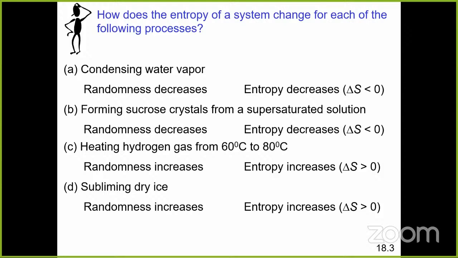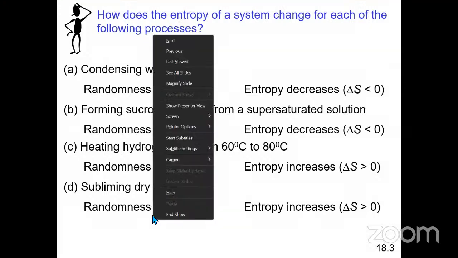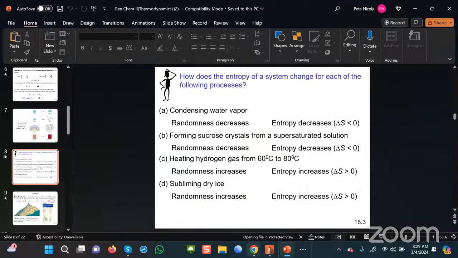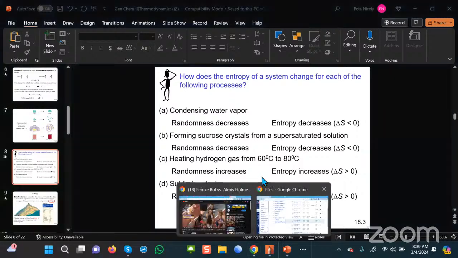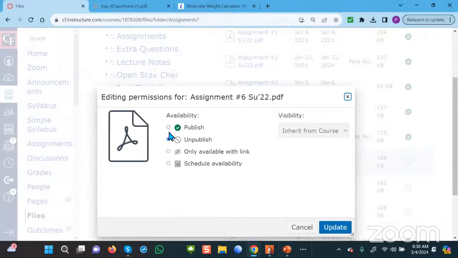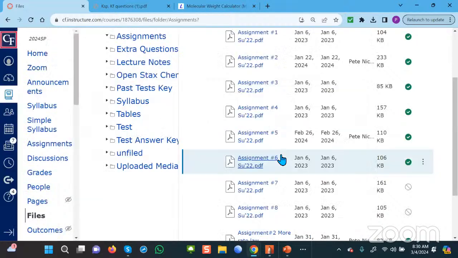And for those of you out there in Zoom, let me go ahead and publish that assignment now. So this would be assignment number 6, which is now available. So you guys out there can download it and get started on it. I just want you to focus on question number 1, which is not much. So I'll give you a couple of minutes and then we'll move on to discussing some other things about entropy.